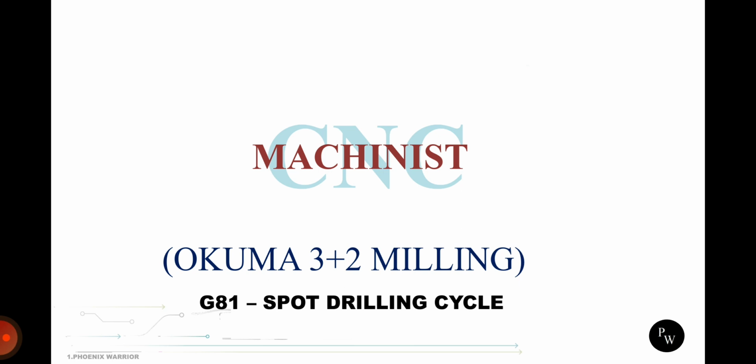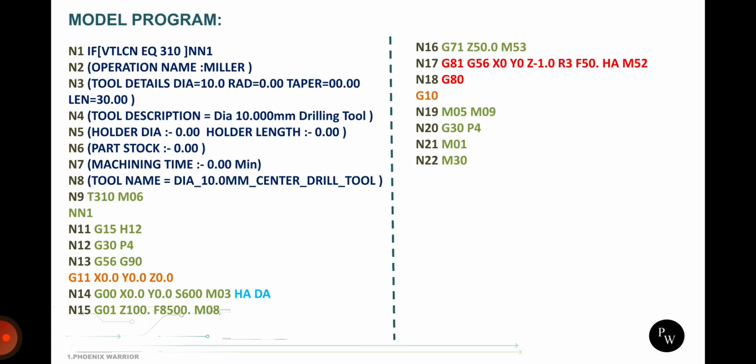Okay, so now we are going to see about the G81 cycle in Okuma machine. Same as usual, the canned cycle format. This is a model program. So from N1 to N8, these are the tool details and holder details. They are auto generated from whatever details you give in the NX software. So this model program is fully generated in NX software actually.